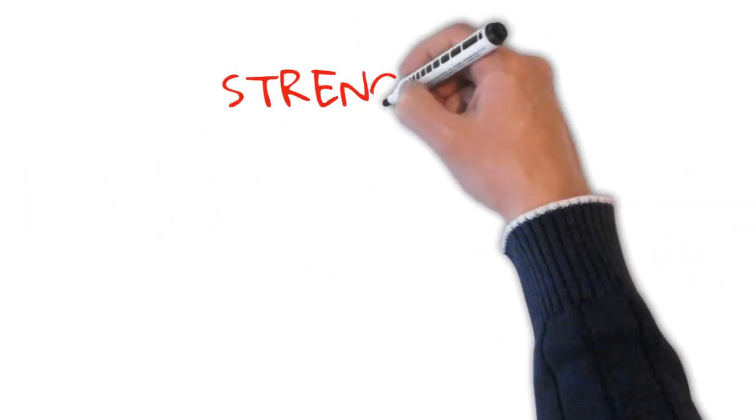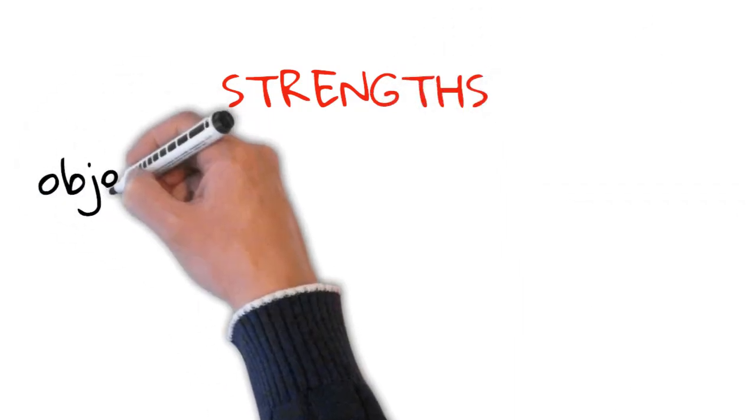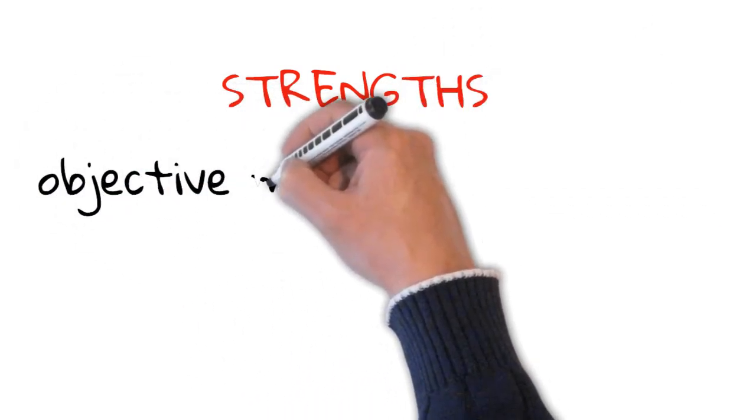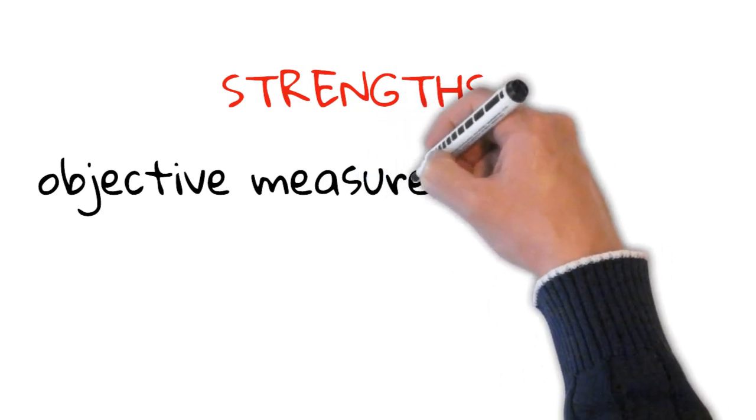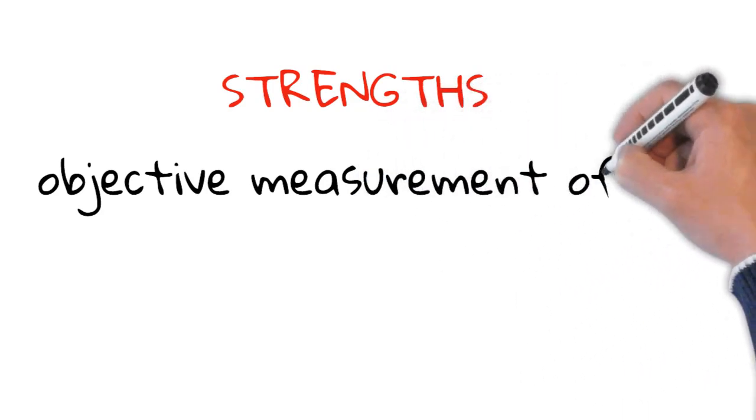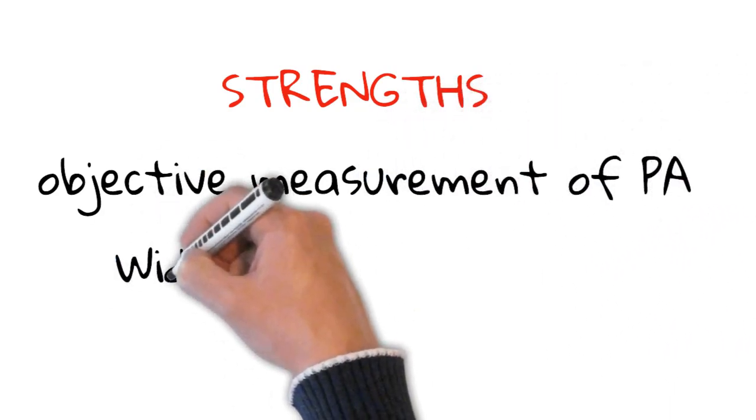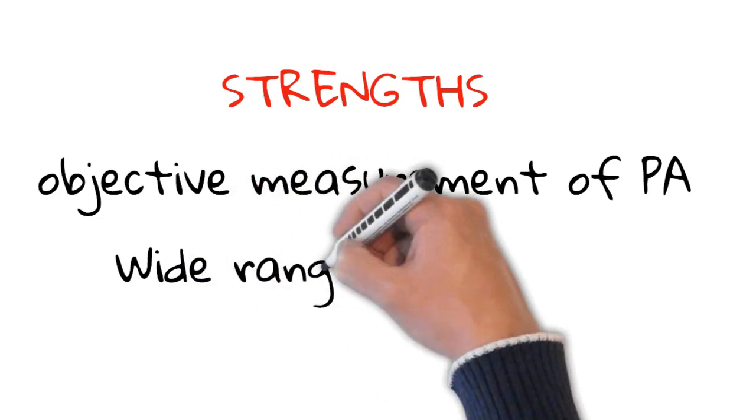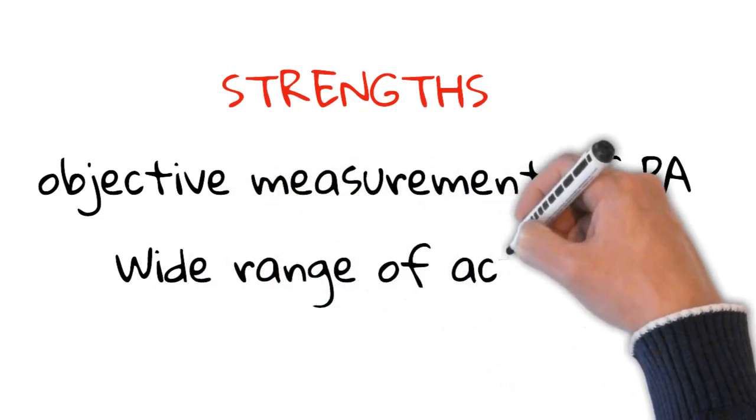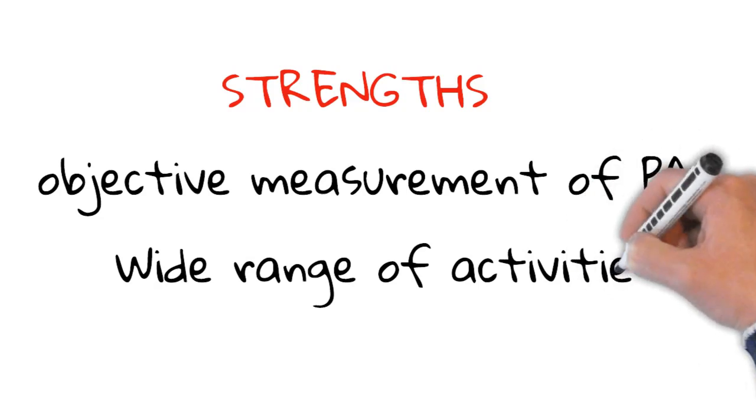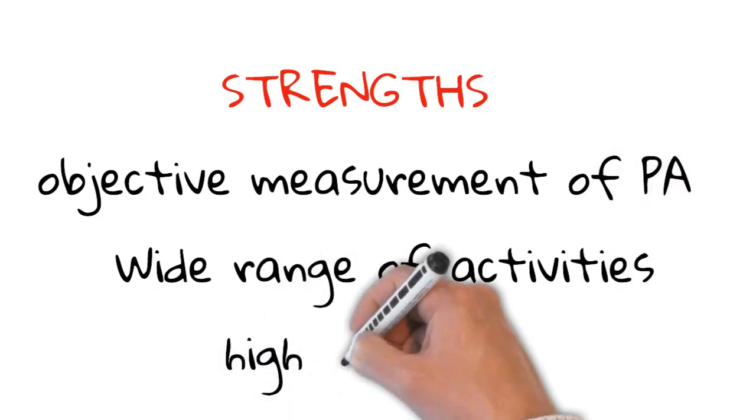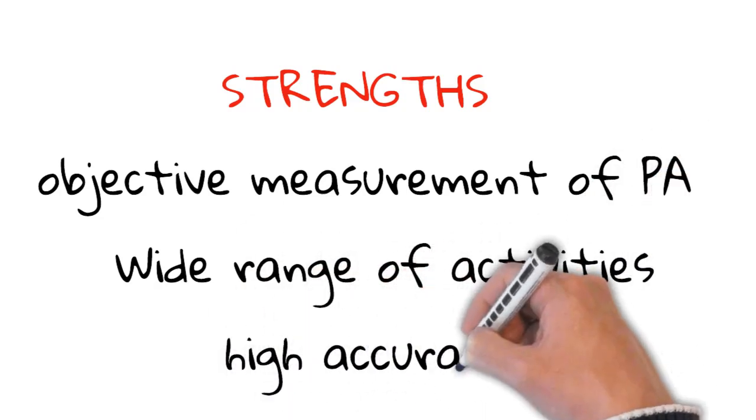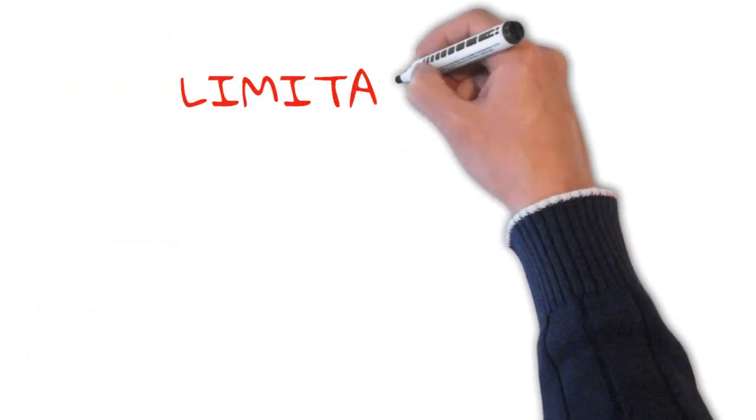The main strengths of accelerometers are that they provide an objective measurement of PA, which reduces the potential for bias or error in self-reported measures. They can detect a wide range of activities, including walking, running, cycling, and other forms of physical activity. And a very important strength is their high accuracy, because they are generally considered to be a highly accurate method for measuring PA, with error rates typically below 5%.